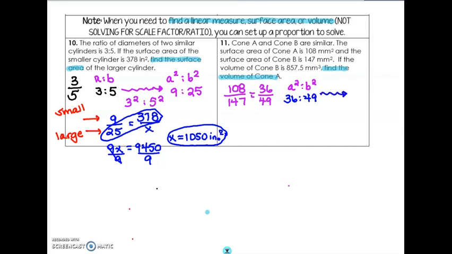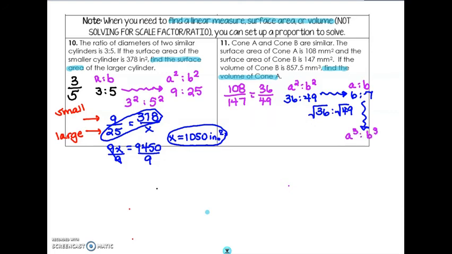So I need to get the volume ratio. But remember, we have to go back to scale factor first. So my first step is I need that A to B. I can't go straight to volume. I kind of have to go around the corner. So when I'm working backwards, when I'm going from surface area to scale factor, I take the square root. I have to get from A squared to just plain A, and same thing from B squared to just plain B. So the square root of 36 is 6, and the square root of 49 is 7. Now, from my scale factor, I can go to my volume ratio. My volume ratio will be A cubed and B cubed.